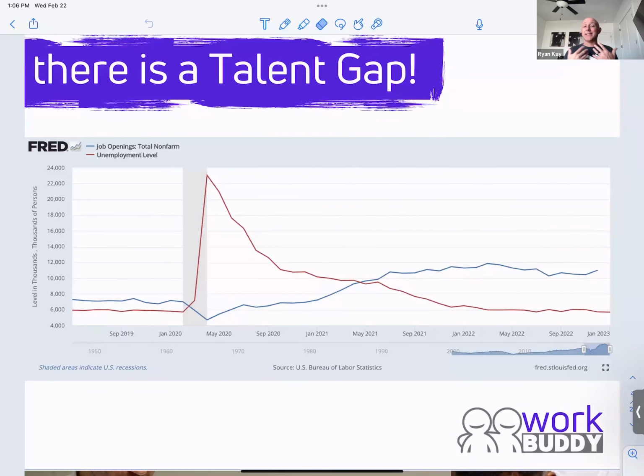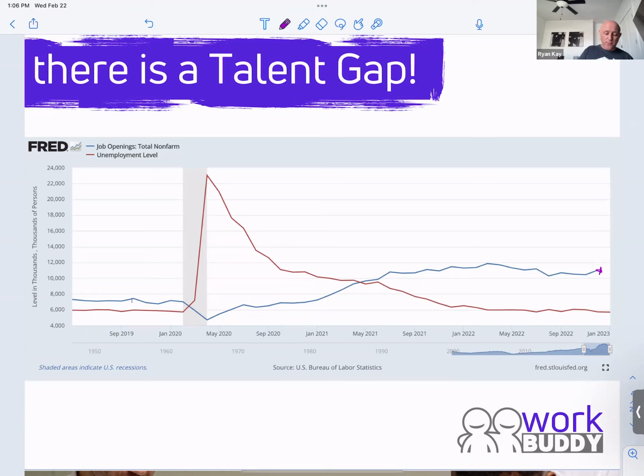There's what I call a talent gap. Now, this is data from the Federal Reserve, and it basically is showing these two lines. Number one shows the job openings. Oh, I gotta get my pencil here. That's this top line right here: the number of job openings versus the number of unemployed people.